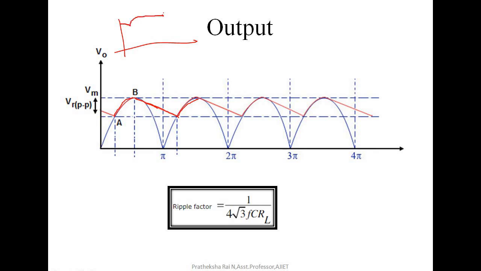So the output voltage now is only between Vr peak to peak and Vm. So we are getting this kind of output. It is almost pure, it does not have a lot of ripple; it has a small amount of ripple. So the ripple factor is again calculated, using a capacitor filter, by the formula 1 by 4 root 3 FCRL. Okay, hope this session is clear for you.